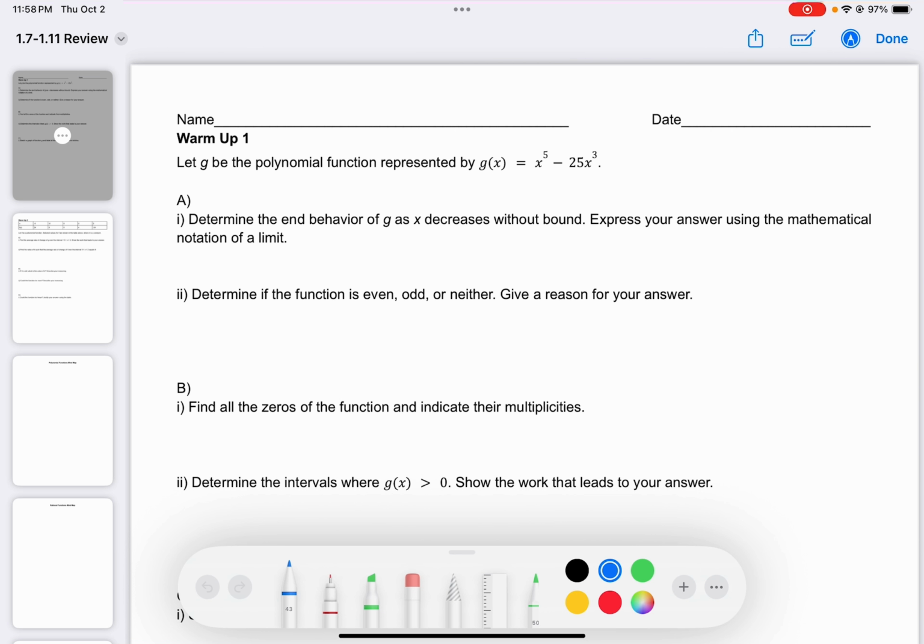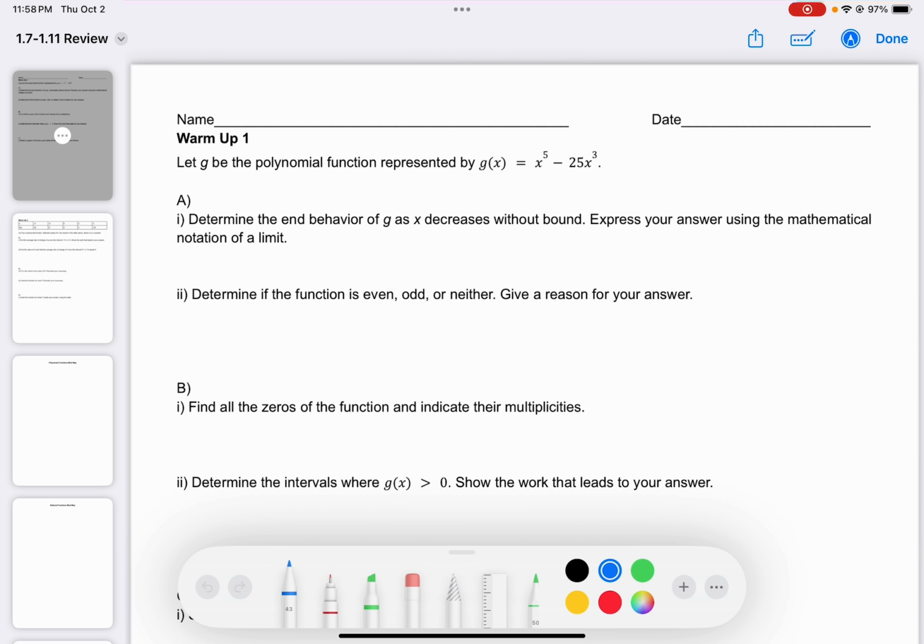Warm-up 1, let g be the polynomial function represented by g of x equals x to the fifth minus 25x cubed. A, determine the end behavior of g as x decreases without bound. Express your answer using the mathematical notation of a limit.